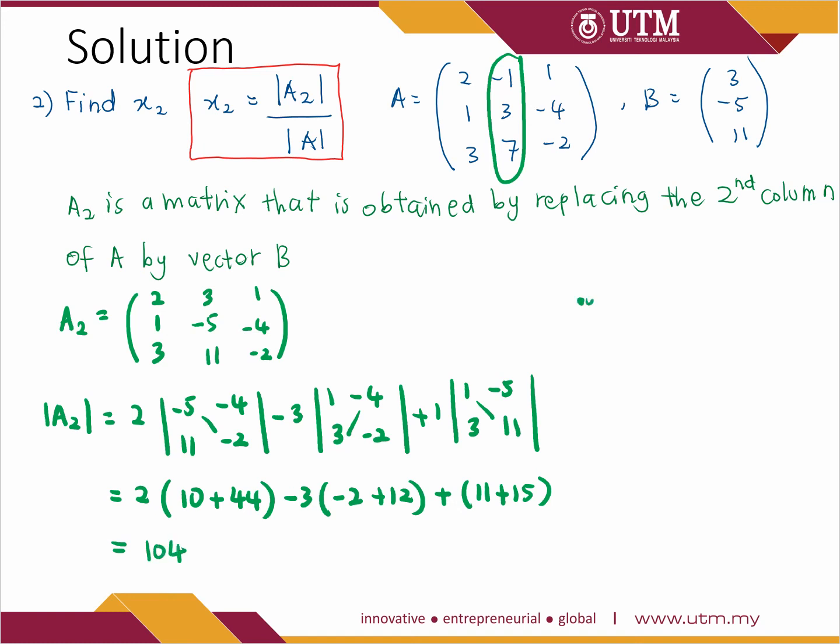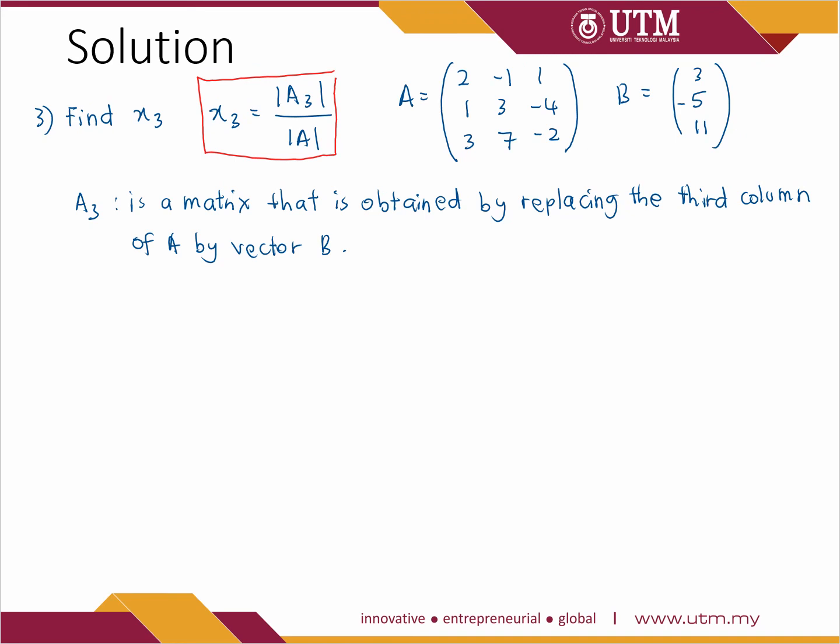So now we can solve. Our x2 will be equal to the determinant of A2 divided by the determinant of A, where this will be equal to 104 divided by the determinant of A, which is 52, and the final answer will be equal to 2. So our x2 will be equal to 2.